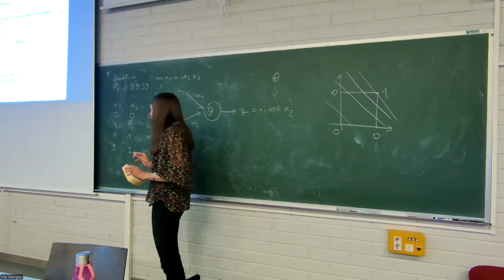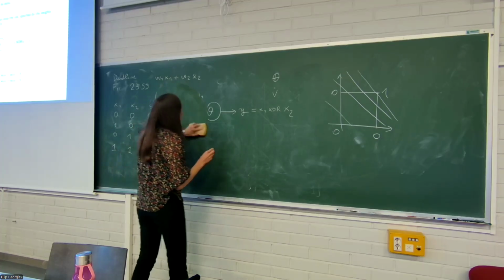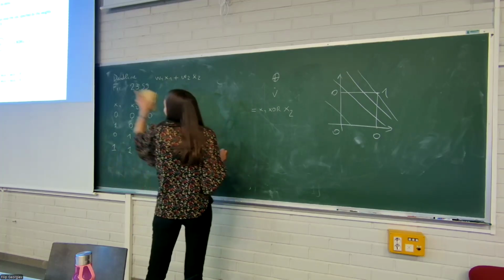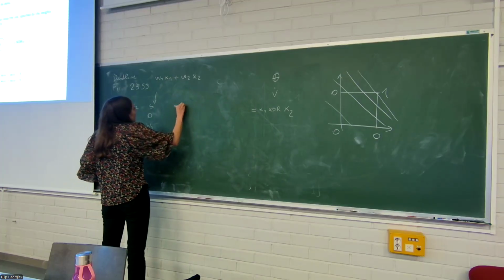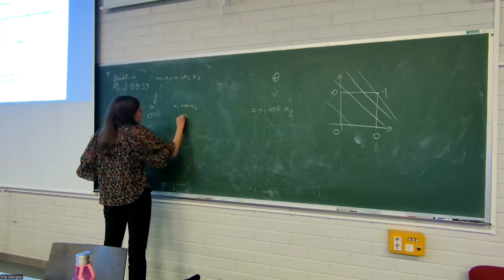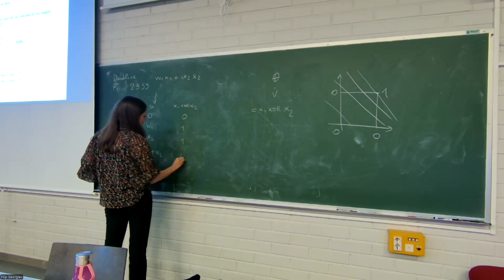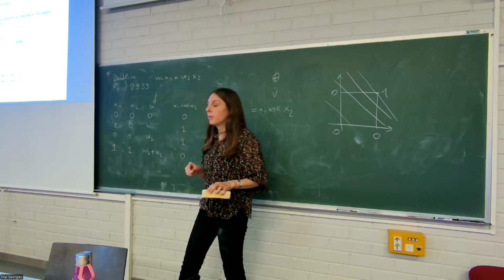I have to cancel this, I'm sorry. Just so you have it there, this is x1 XOR x2. What is the truth table of this? 0, 1, 1, 0.